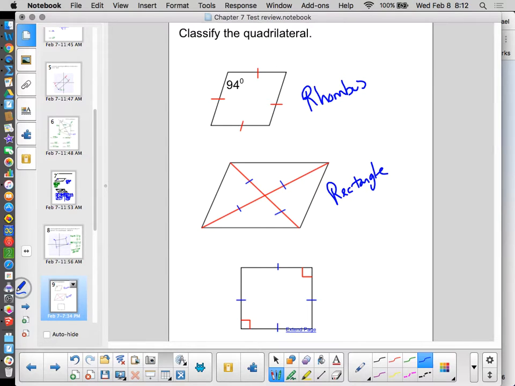How about this one? Square. Because all 4 sides are the same and the angles are right angles. That makes it a square.